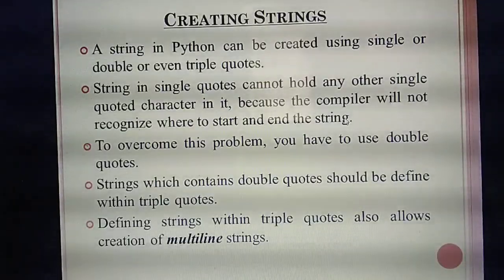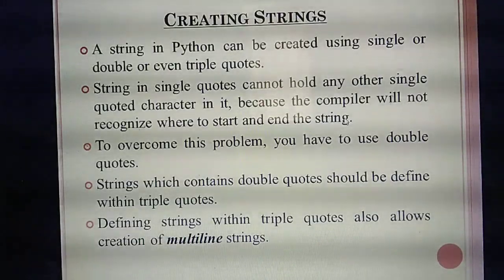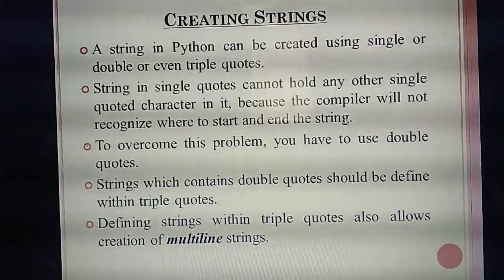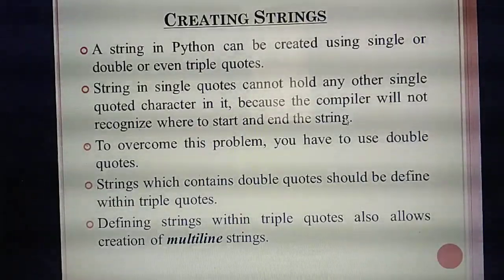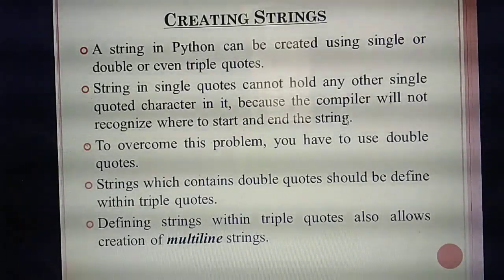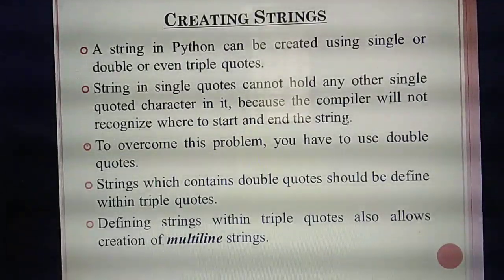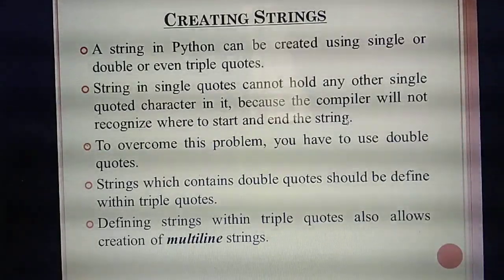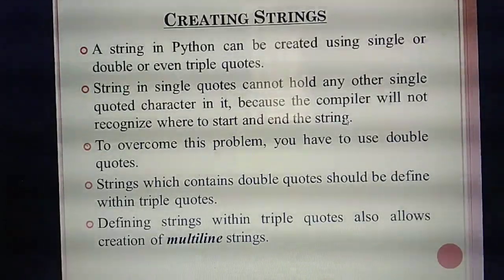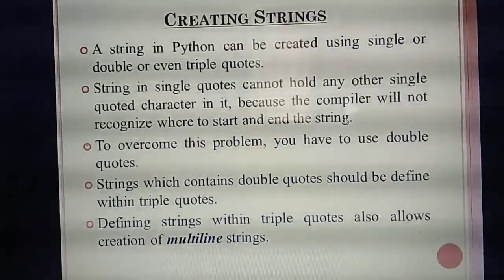That's the thing. If you enclose a sentence in single quotes, and the sentence has another quote inside, the compiler can't recognize where the sentence will start and where the sentence will end. So to avoid that problem, which quotes are you going to use? Double quotes. Understand? So why are you using double quote?